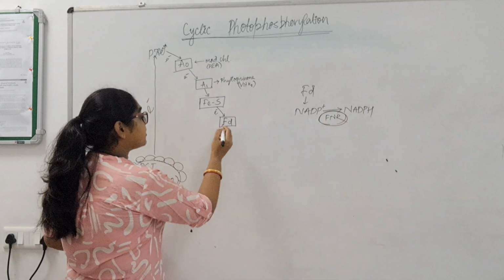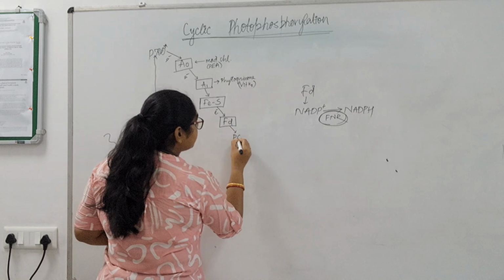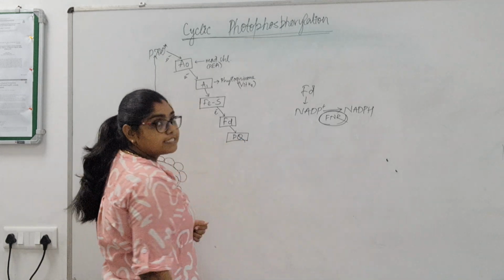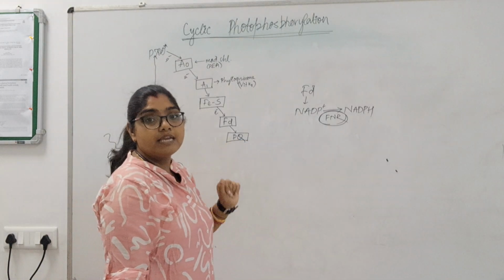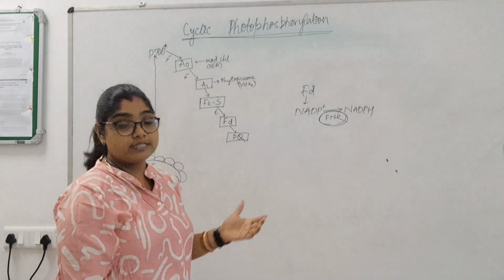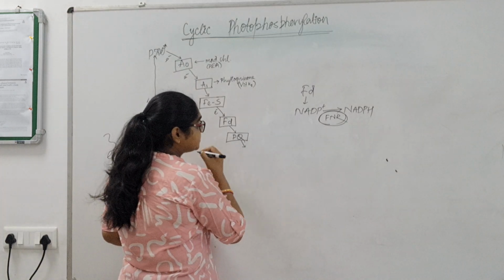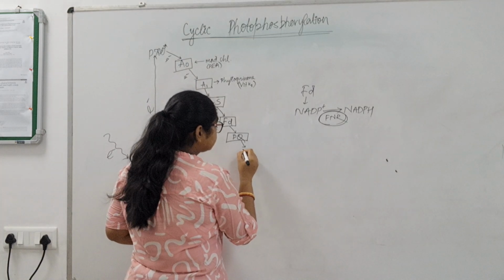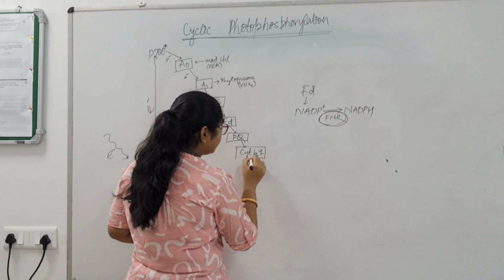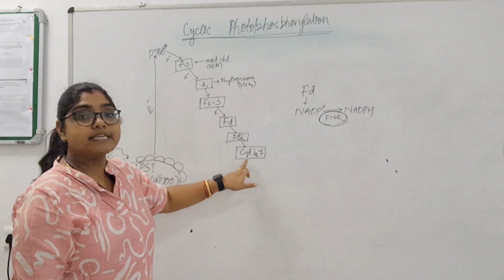Then what will happen? This ferredoxin will transfer the electron to plastoquinone, because the final electron acceptor NADP+ is absent. Plastoquinone is again an active quinone. And then this plastoquinone will transfer this electron to the cytochrome b6f complex.